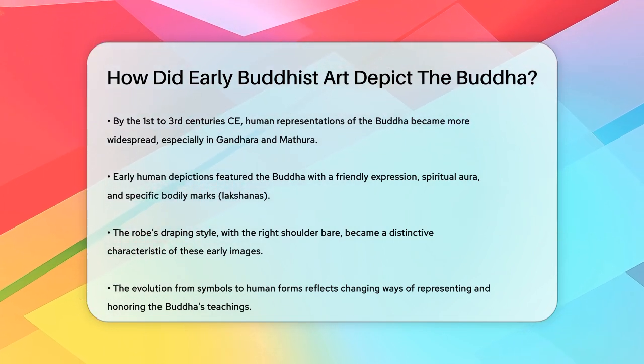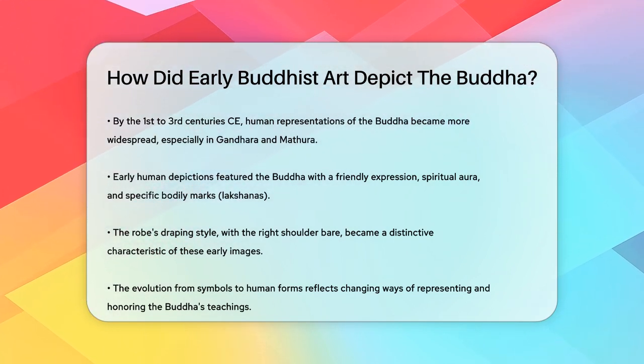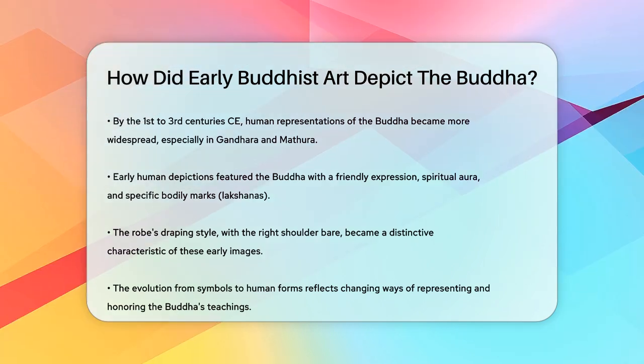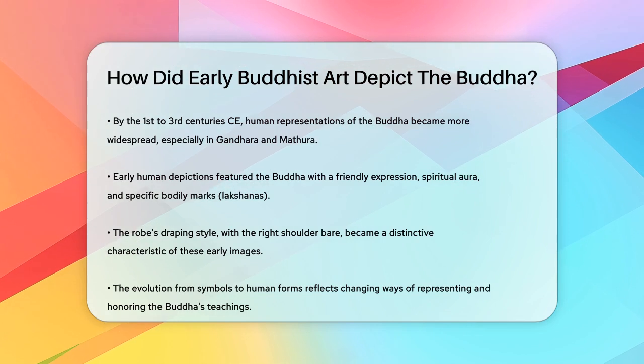So, when you look at early Buddhist art, remember that the journey from symbols to human form is a reflection of the evolving ways in which the Buddha's teachings and presence were represented and revered.